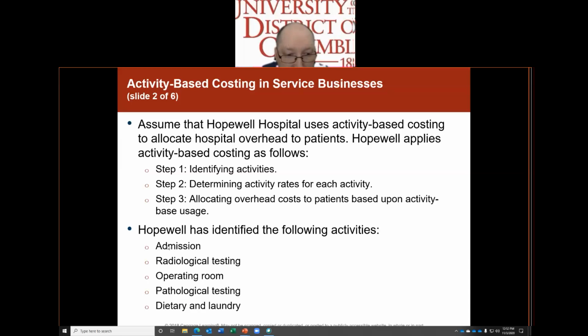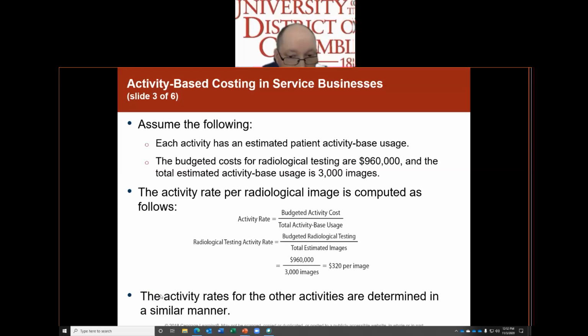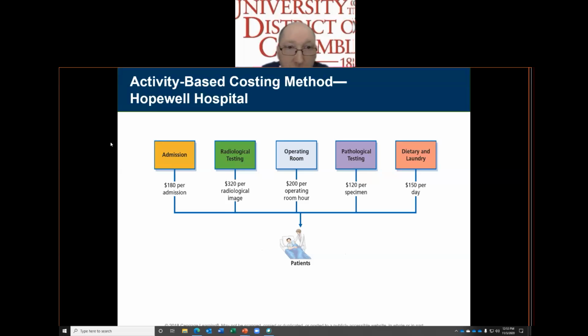Here are the activities for a hospital. We have administration, radiology, operation, pathology, and dietary. For each, we have an associated cost. So we take the total budgeted cost divided by the activity-based usage. In this example, we have radiology. We have a total budget for radiology divided by the number of images. Number of images is the activity-based rate to get to a cost per image, $320 per image.